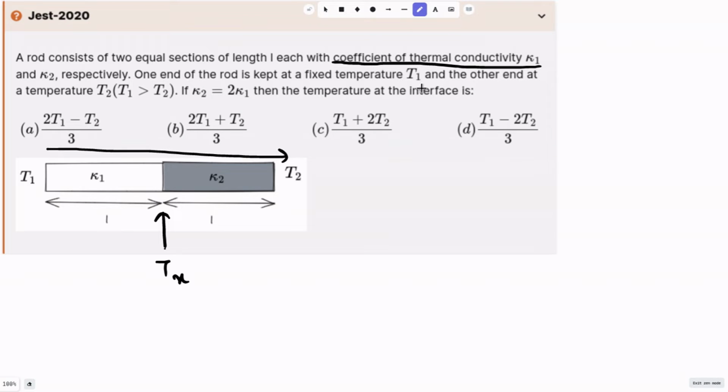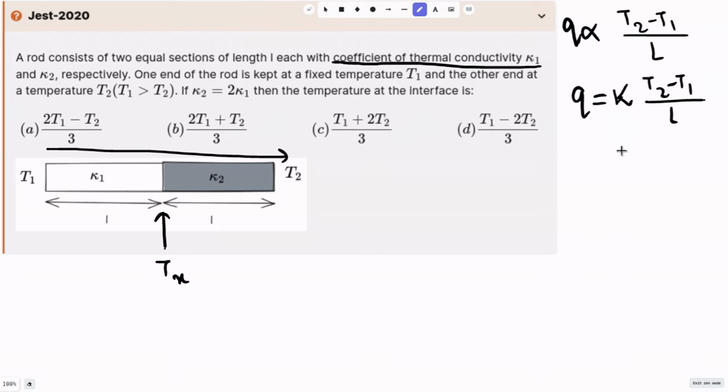Now, the next thing is coefficient of thermal conductivity. What does that mean? There's a thing called heat flux, which we usually denote by Q. The heat flux is the amount of heat that flows per unit area per unit time along this, okay. Now, this heat flux is proportional to the difference in temperature divided by the length, and the coefficient here is the coefficient of thermal conductivity kappa: Q equals kappa times T2 minus T1 divided by L. So that is the coefficient of thermal conductivity.